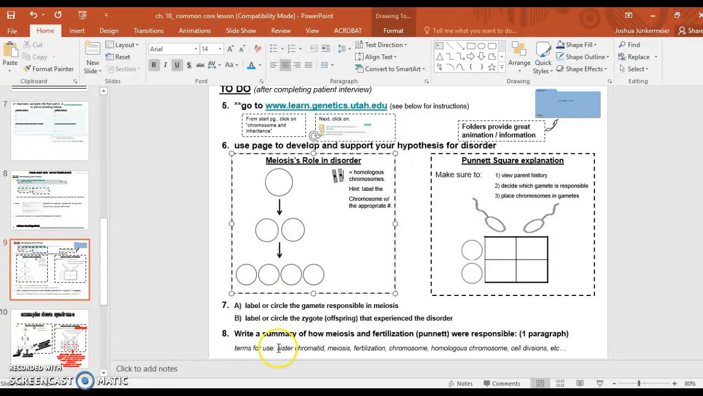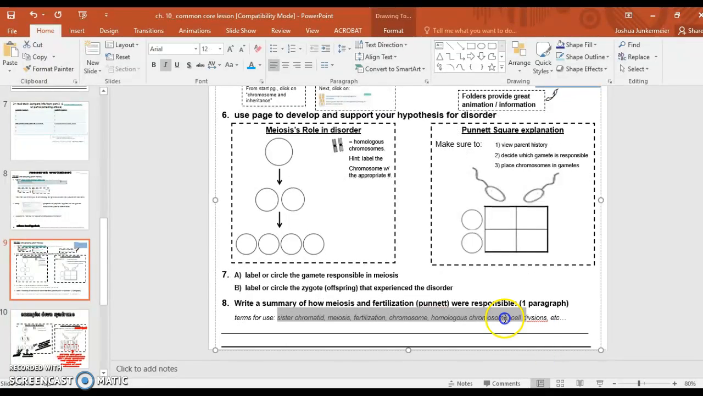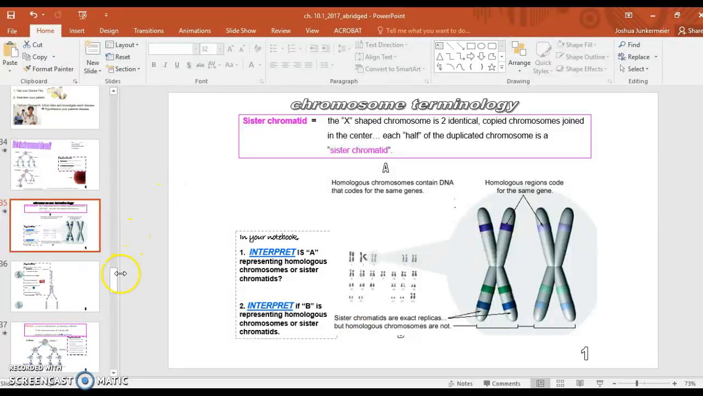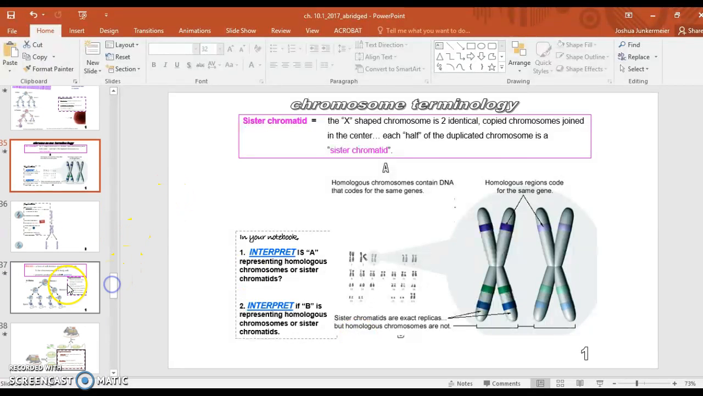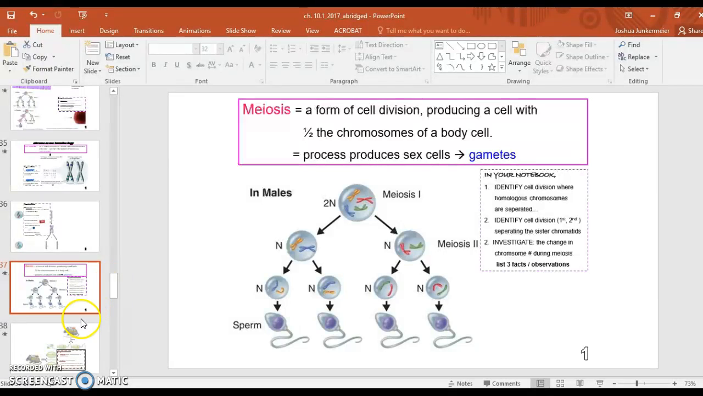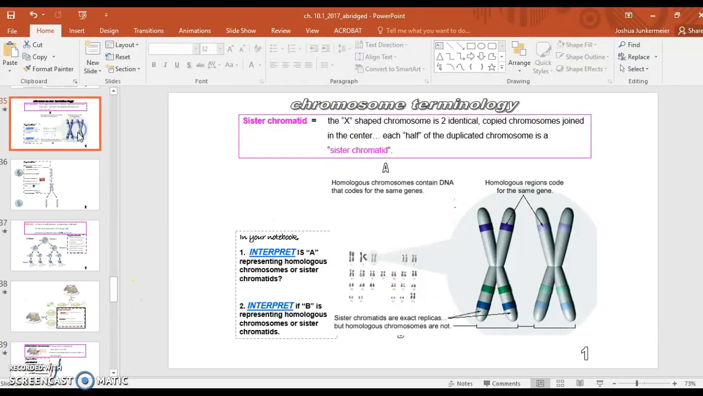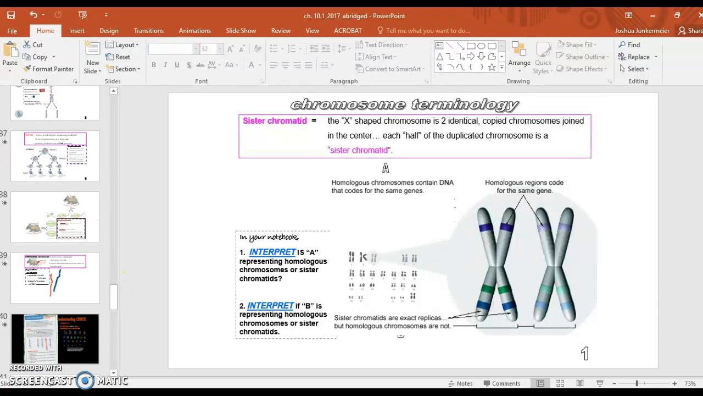Remember, if any of these words sound unfamiliar, you need to go back through your notes and go over these terms right here. Homologous chromosome, sister chromatid. These are big ones, right? And of course, they're in your notes, starting with slide 35, 37, 39. They all deal with the terms homologous chromosomes and sister chromatids. That'll help you understand it, okay? So go back and study if you need to for those terms. I don't want you to get confused.